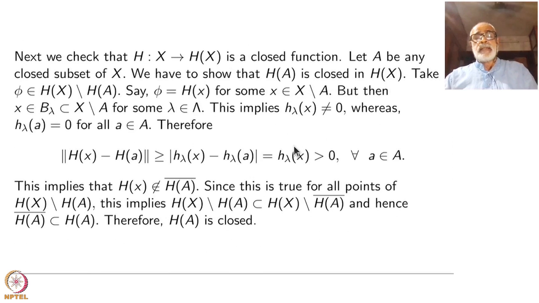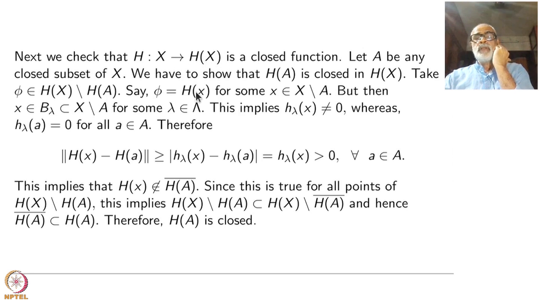Next, we check that h from X to h(X) is a closed function. Injective, closed, continuity. These three things we have to show, right? So continuity is at the last. Okay. Let A be any closed subset of X. You have to show that h(A) is closed. Take a phi outside of h(A). It is inside h(X), of course. Everything is inside h(X). In the whole L2, we don't know. We don't need that.